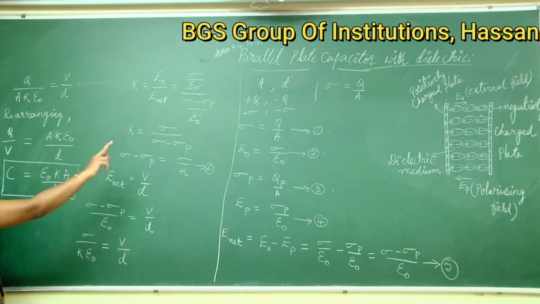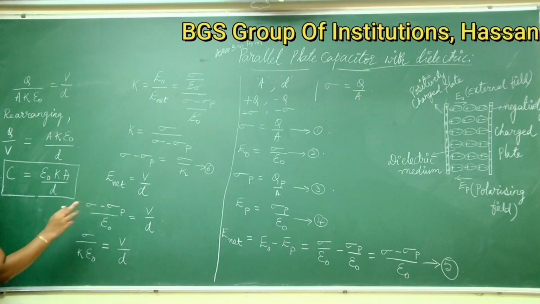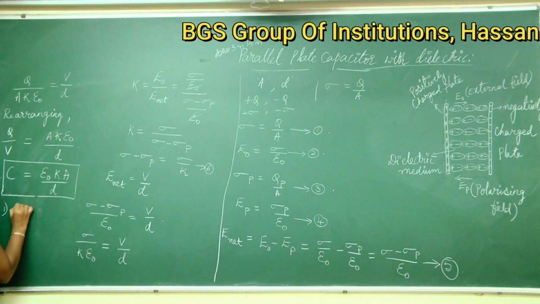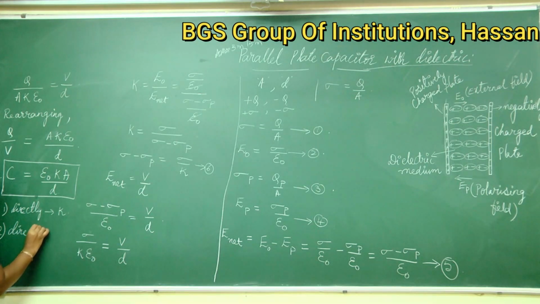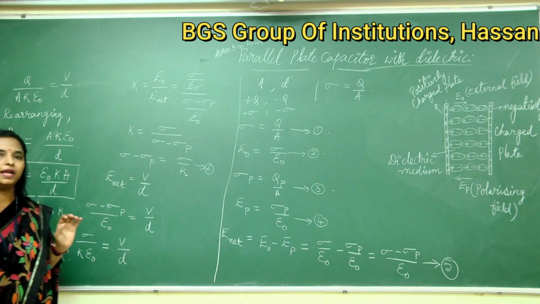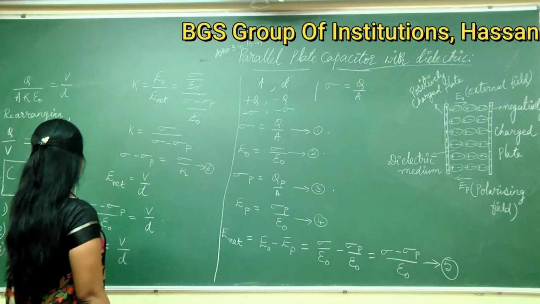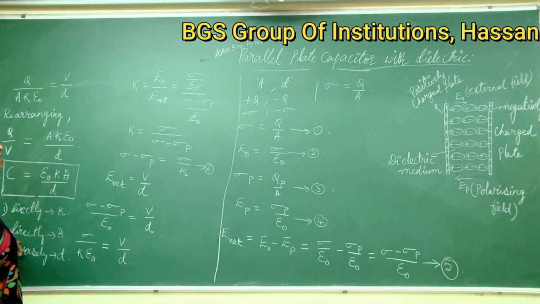The capacitance of a parallel plate capacitor with dielectric depends, first factor, directly on the dielectric constant, and is directly proportional to the area of cross section of the conductors. Third one, it is inversely proportional to the distance between the plates. So this is about the parallel plate capacitor with dielectric.